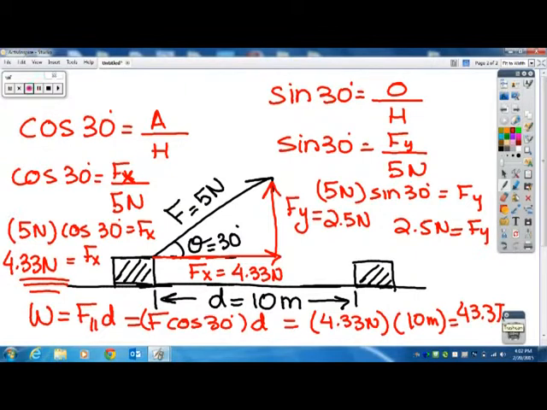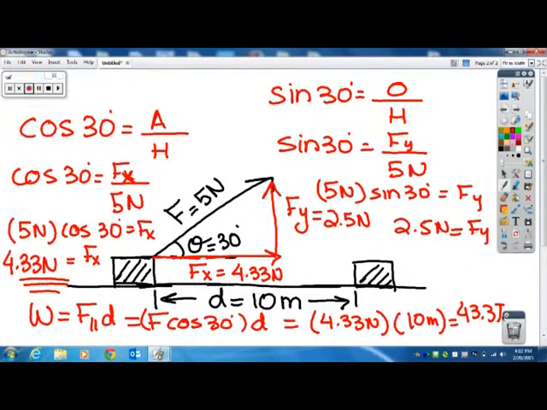So right there, 4.33 newtons times 10 meters is 43.3 joules. So that's the work that's being done on the box as it moves to the right. Now remember, this was a frictionless surface. Keep one thing in mind.